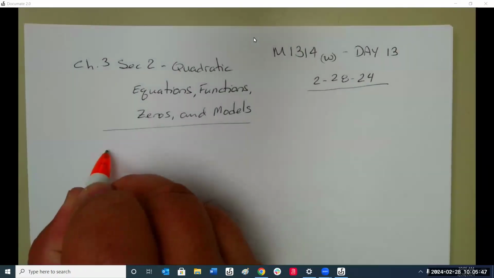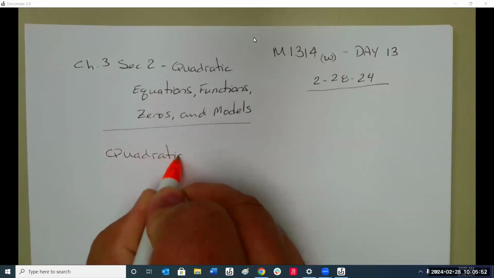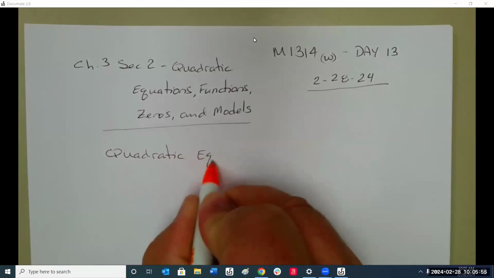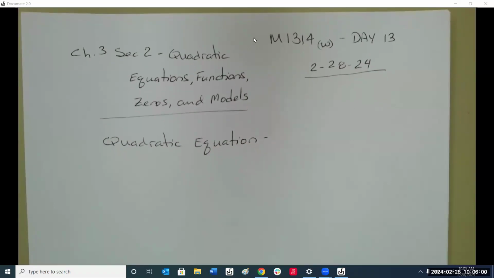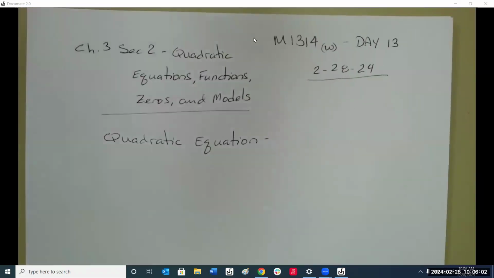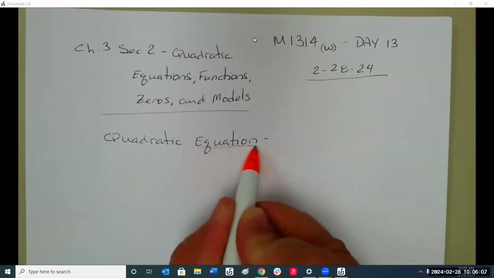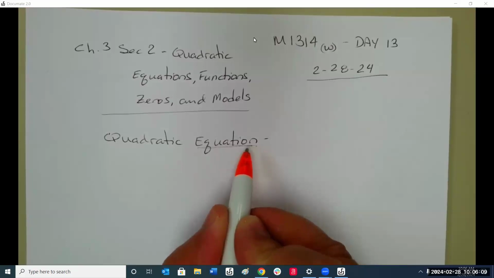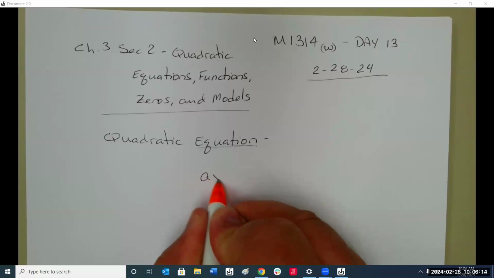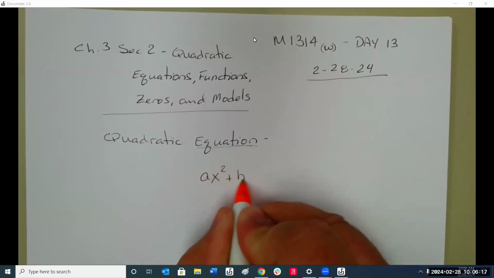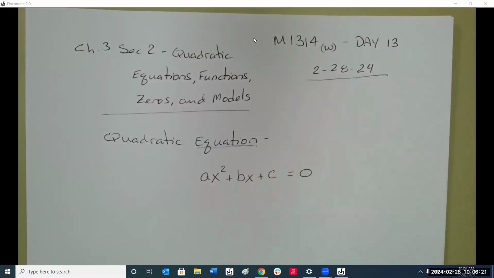So the first thing we have to look at is, what is a quadratic equation? A quadratic equation is... what is an equation? How do we know it's an equation? Exactly. It has an equal sign. So a quadratic equation looks like this, and we set it equal to 0.